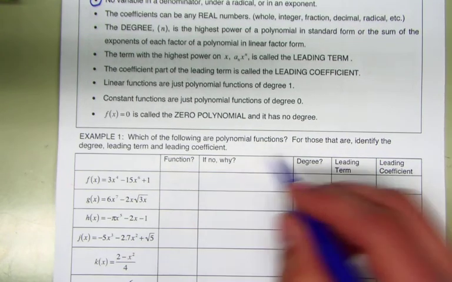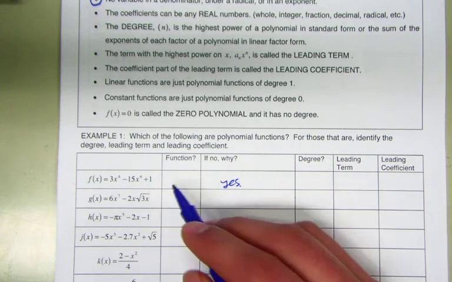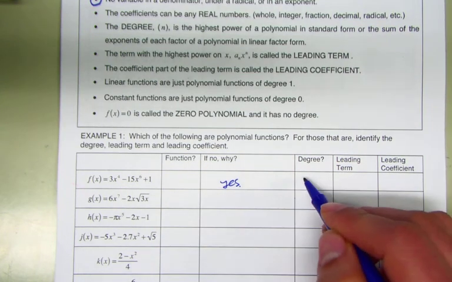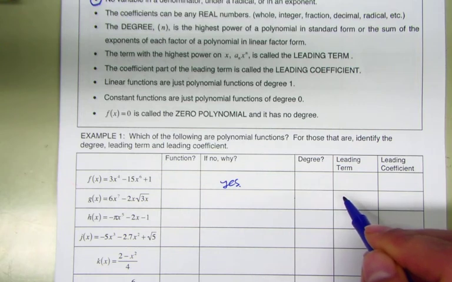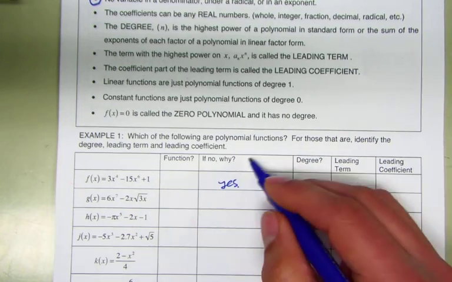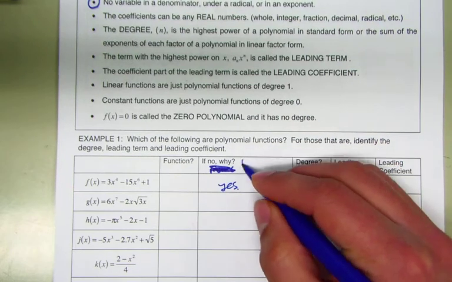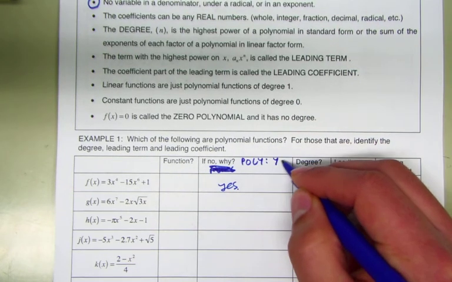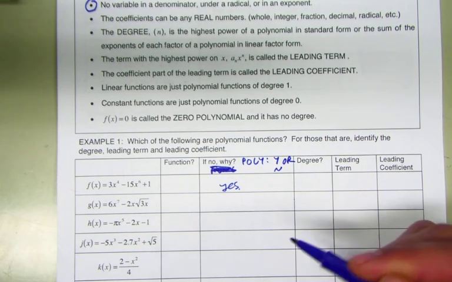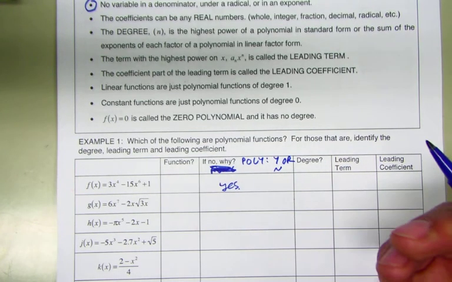Yes, this is a polynomial. Well, I'm skipping function for now. Degree. Well, it says if no y. So yes. That's why I thought function would say yes, and then if you put no, then you have to explain why. Polynomial: yes or no. If no, we'll explain why. So this is a polynomial, so we're not going to explain why it's not.